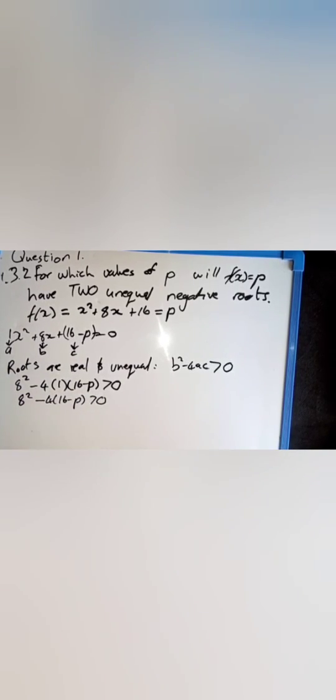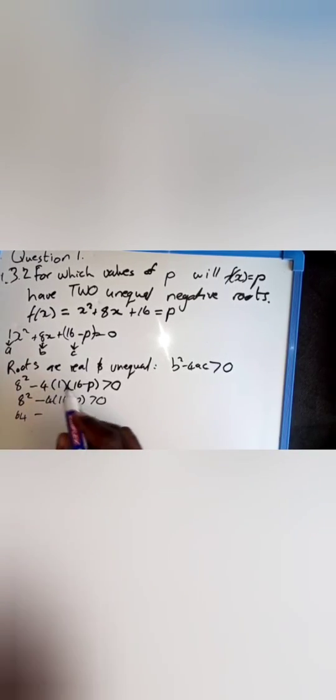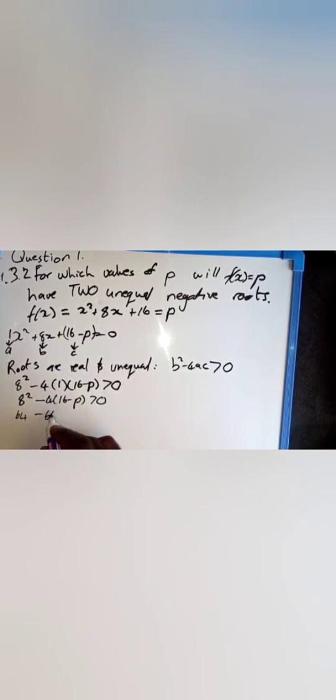Now you'll solve. 8 squared is 64 minus, you multiply this in, it gives you negative 64, and then positive 4p is greater than 0. So this and this will cancel out. Then you divide by 4, divide by 4, p will be greater than 0. So that's your first answer for p.